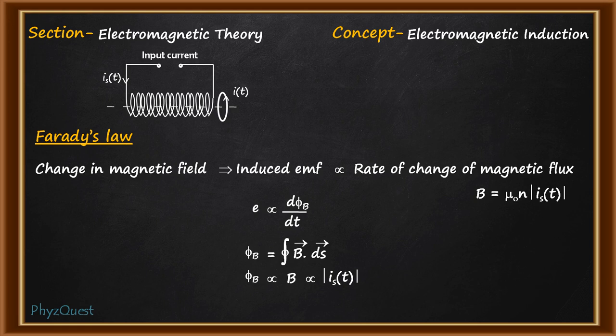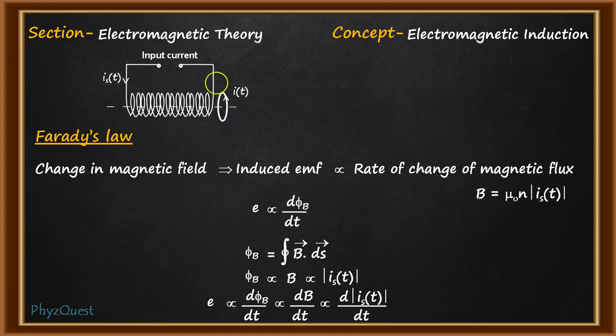From Faraday's law, the induced EMF is proportional to the rate of change of magnetic flux, which in turn is proportional to the rate of change of magnetic field, which further is proportional to the rate of change of the current. So here we have one relationship.